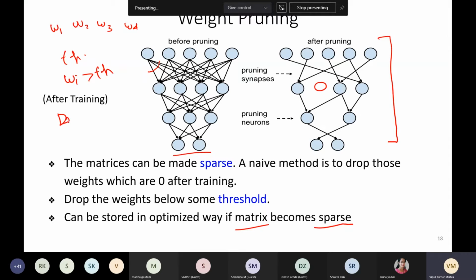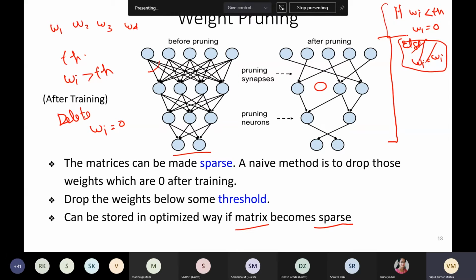When you say delete, actually it is not deleting; we make that Wi equal to 0. In code form: if Wi is less than the threshold, then Wi becomes 0, else Wi remains the same. We are not touching the part that is not required. If Wi is less than the threshold, make it 0. Once you make it 0, it becomes a sparse matrix because multiple values become 0. So this is weight pruning.